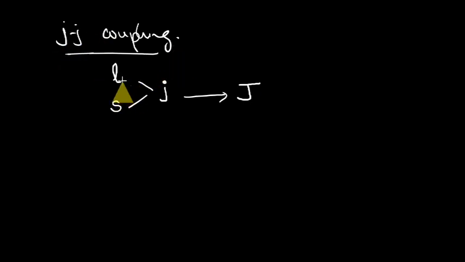I will tell once again. The individual orbital angular momentum of an electron characterized by the quantum number L couples with the individual spin angular momentum of the same electron characterized by the quantum number small s to give the individual total angular momentum characterized by the quantum number small j. And such individual total angular momenta, small j's, couple to give the total angular momentum. That is why it is called JJ coupling.